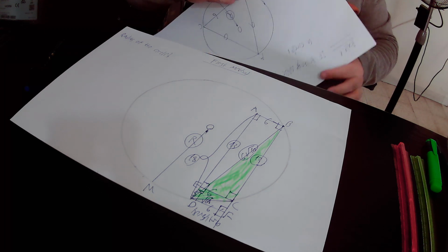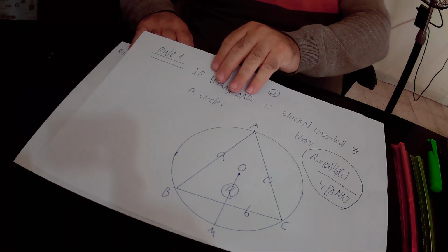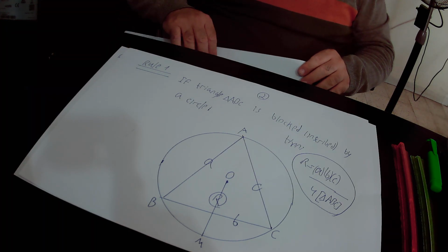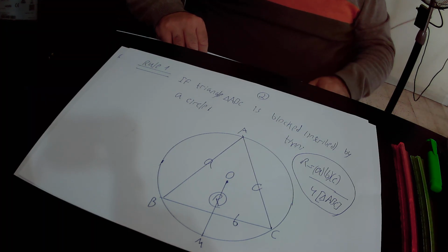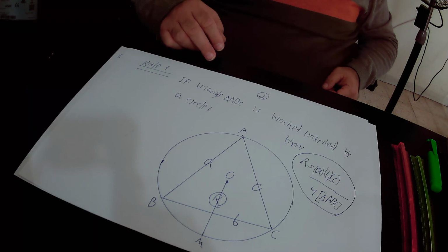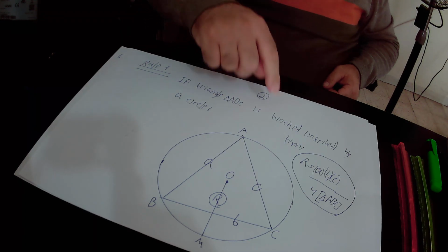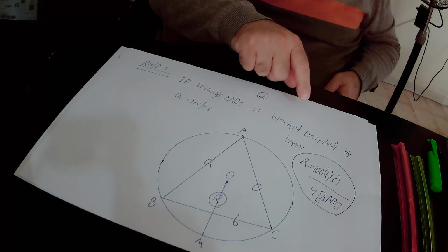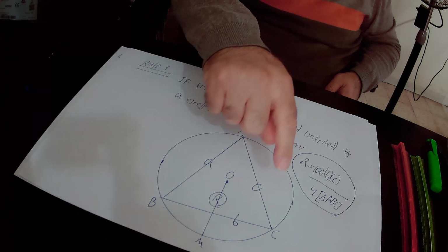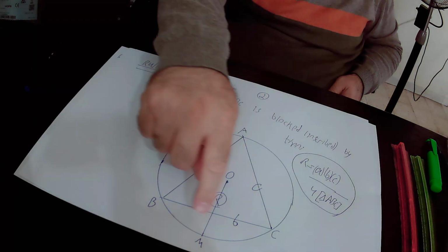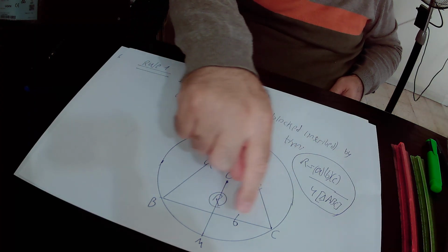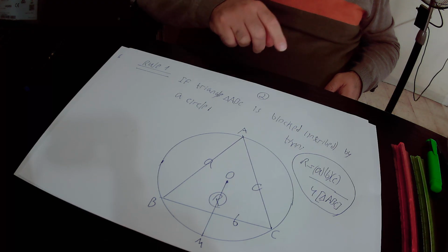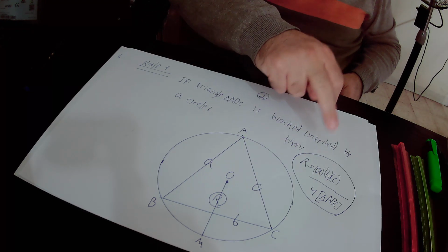In the next step, I presented a new rule, number 1, and implemented rule number 1 in our drawing. According to rule number 1, if triangle ABC, which could be any triangle, is blocked or inscribed by a circle, as you can see here that this circle blocks triangle ABC, then the following formula will be true.